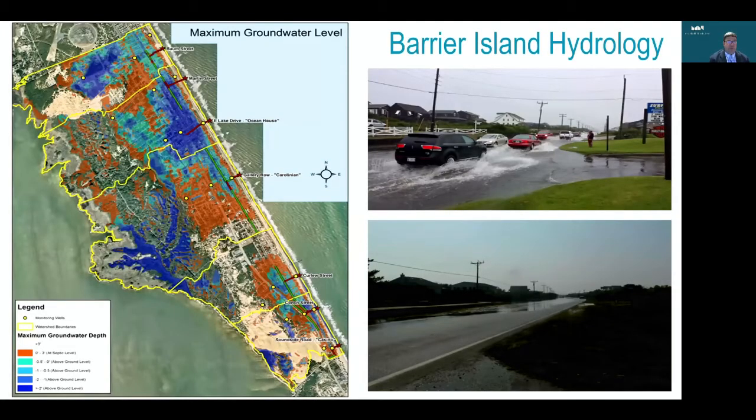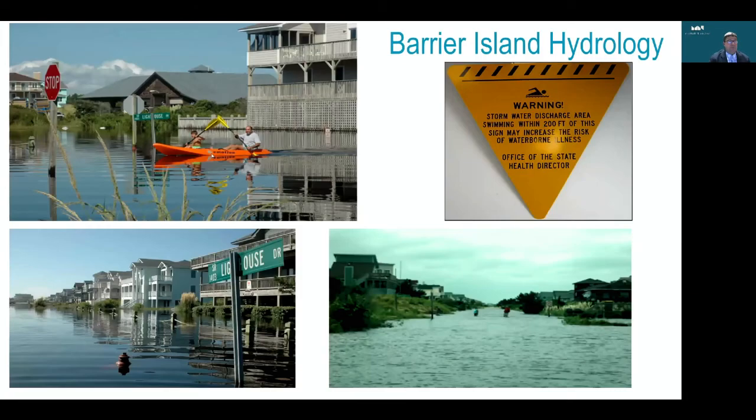Here are some pictures along the Outer Banks of North Carolina around Nags Head. You can see some of the flooding in some of these low-lying areas. This is along the beach road. Here are some modeling results from monitoring data, from monitoring wells that we had put in place, and collected data for about 2 to 3 years. You can see the maximum water depths during some events can get up to 1 to 2 feet deep in some of these deeper troughs.